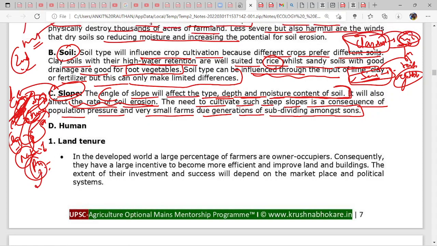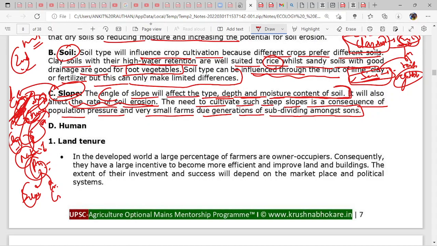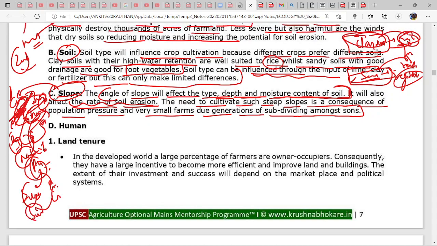Now this physical factor is connected with the social factor. Obviously, when crop production is less, the farmers will have less to sell, and automatically their socio-economic condition will be low.